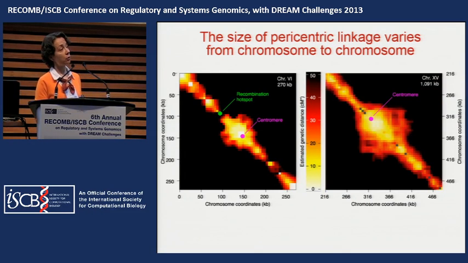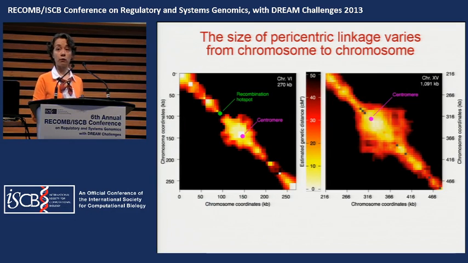So here I'm showing you chromosome 6, one of the smallest, and chromosome 15, I think, one of the largest. The two maps are drawn to scale. Because chromosome 15 is so much larger, I'm only showing you a small portion of it, the portion centered on the centromere. As you can see, the linkage block around the centromere on chromosome 15 is much larger than on chromosome 6.